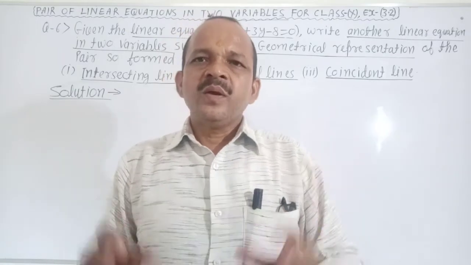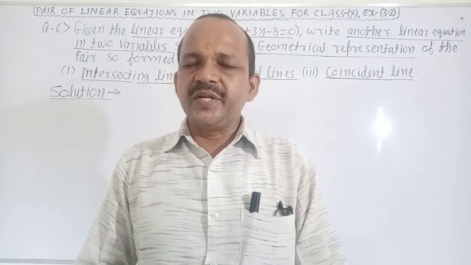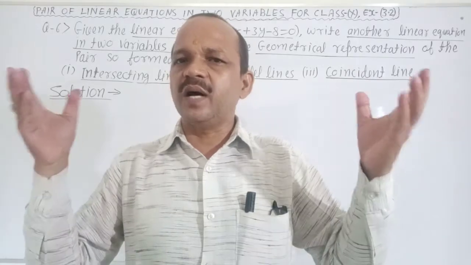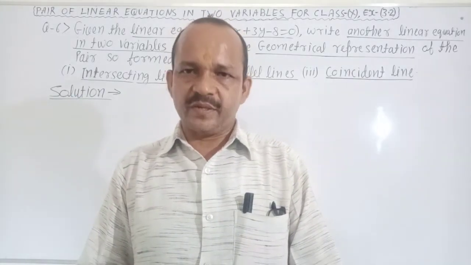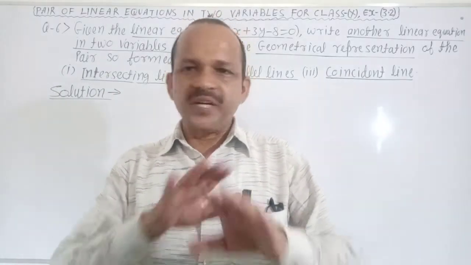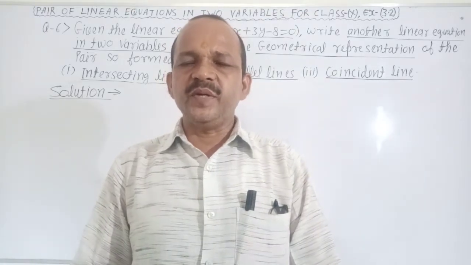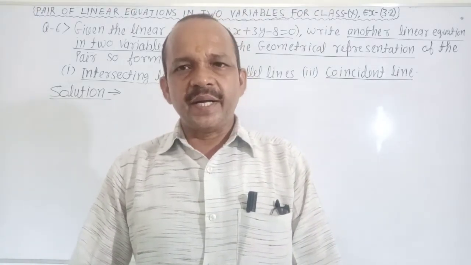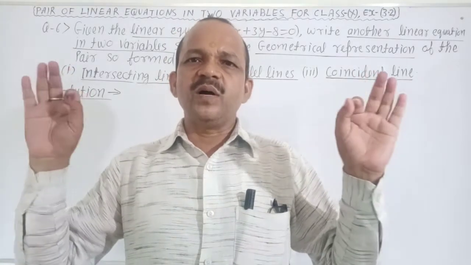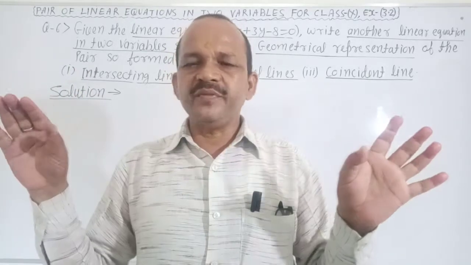Very good. Firstly, I want to describe the form of a pair of linear equations in two variables, because you can ask me what is the form of a pair of linear equations in two variables. It is new for you, so you can ask very easily. It is clear, no confusion about it. Very good. a1x plus b1y plus c1 equal to 0 and a2x plus b2y plus c2 equal to 0. It is the form of a pair of linear equations in two variables.